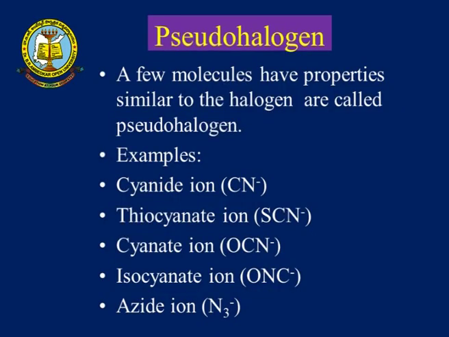The right definition is: a few molecules having properties similar to the halogens are called pseudo halogens. Best examples: cyanide ion CN minus is not a real halogen, but its properties are similar to the halogens. And thiocyanate ion SCN minus, cyanate ion OCN minus, isocyanate ion ONC minus, and azide ion N3 minus. These are all a few examples of pseudo halogens.